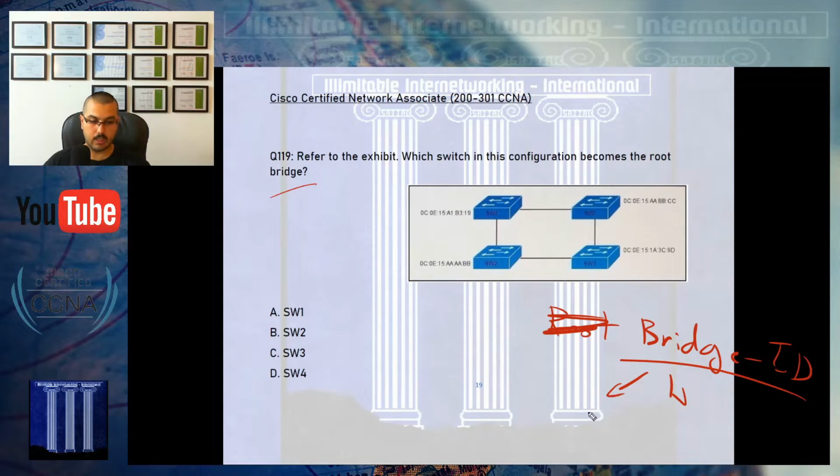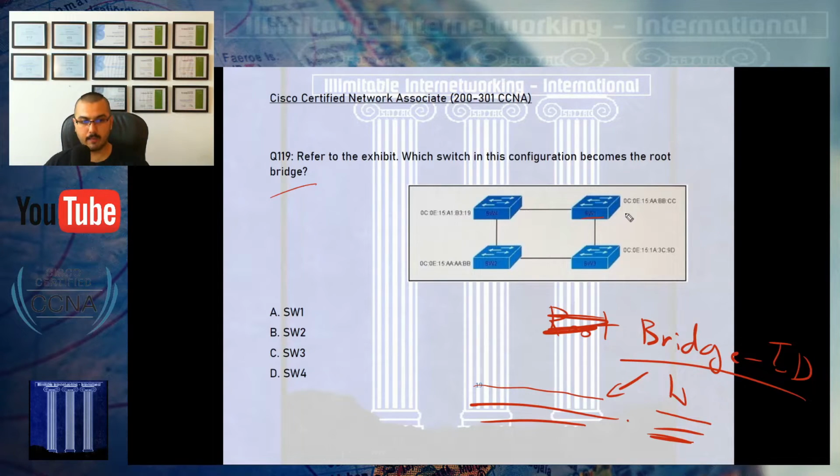The bridge ID is a logical ID, not really a real address, because it consists of the MAC address of a switch and its priority. So the lower priority wins. If all the priorities are equal, then the lower MAC will win. Based on the exhibit, no priorities are mentioned here, just to make it hard for me. So I will have to choose the lower MAC address.